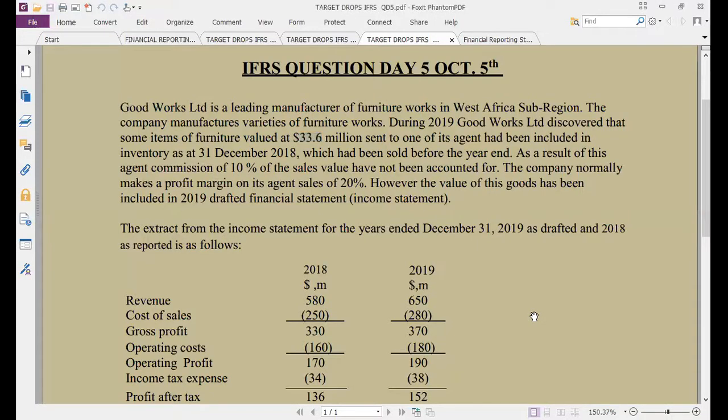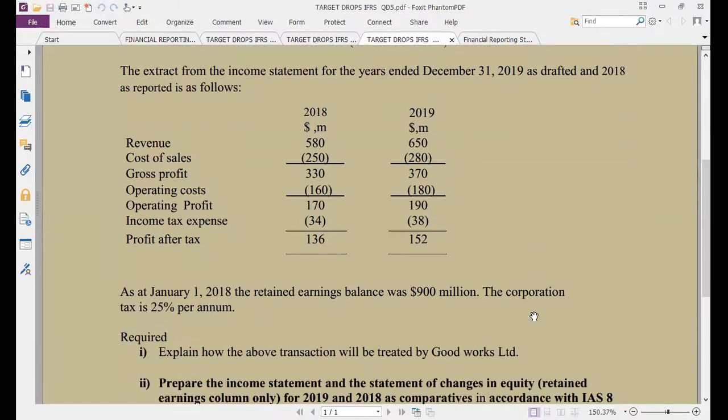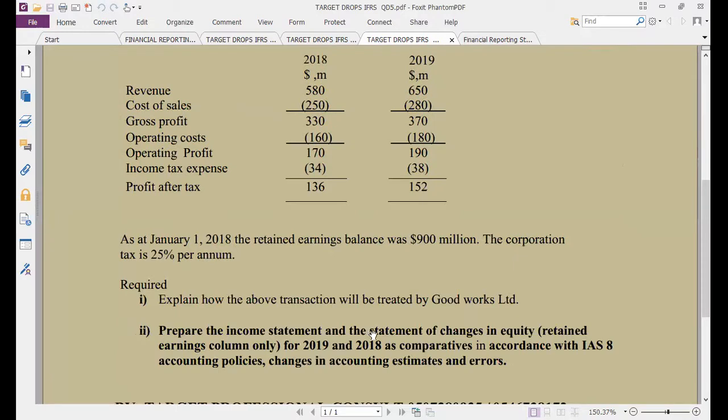So now let's prepare the extracts. We are done with this question. You're just left with the calculation. So let's present the calculation for the examiner. So let's go to II. Prepare income statement and a statement of change in equity.